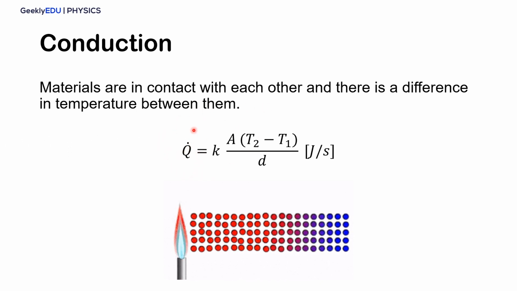We can calculate the heat transferred by conduction using this expression here, where we have a constant that depends on the material, that's the thermal conductivity of the material. We also have the area, the contact area between these two materials, the difference in temperature, and the thickness.